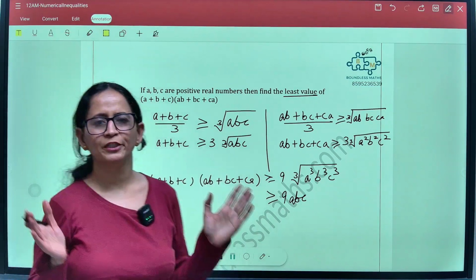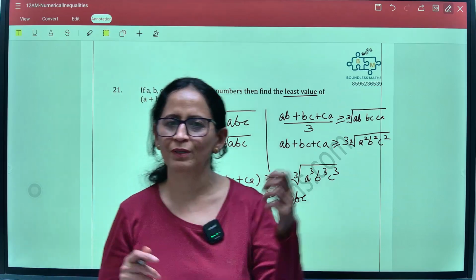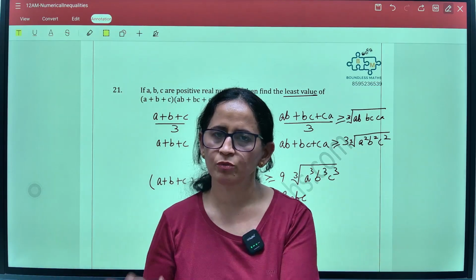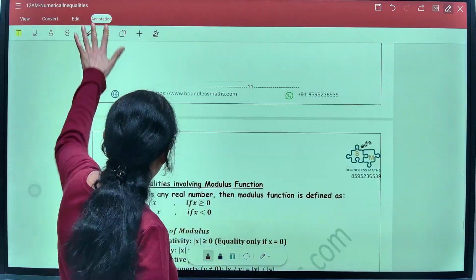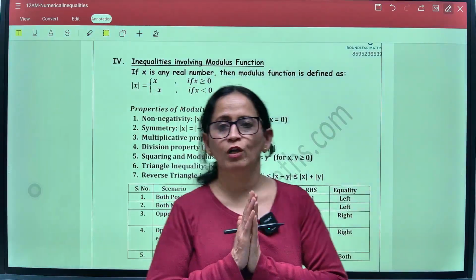So if you have a question related to AM and GM, just always remember AM is always greater than or equal to GM. Arithmetic mean is always bigger than the geometric mean. Okay, now let's move to inequalities involving modulus functions.